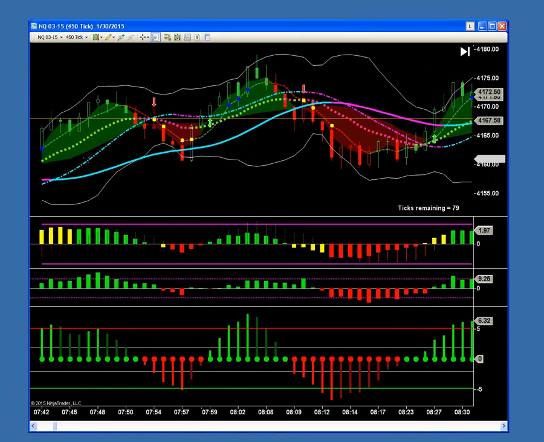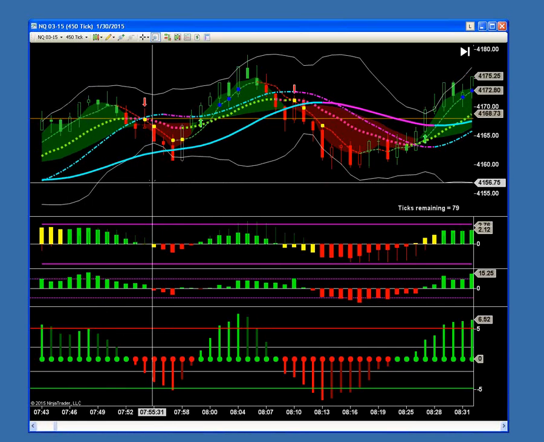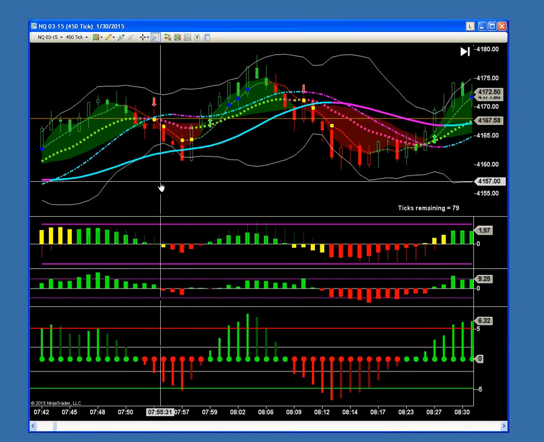The reason for that is that the dynamic trend bands had just crossed over on Boomerang, which is another one of my precision indicators that comes with the Boomerang package. HyperScalp, by the way, is an add-on indicator for additional precision if you want to have that. It's very low cost, like all my indicators.